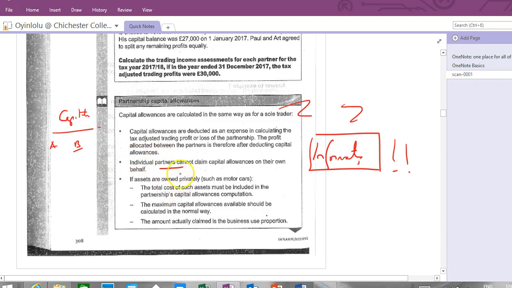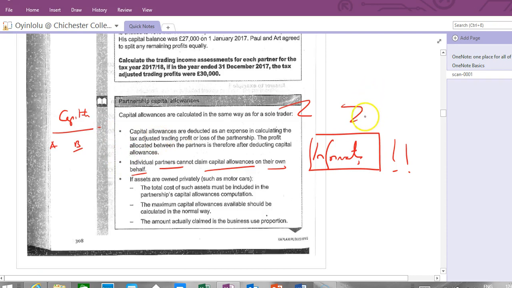In practice, I imagine this could be slightly complicated, but for exam purposes, individual partners cannot claim capital allowances on their own behalf. So we just put everything through as we would a sole trader, right? You put everything through as you would a sole trader. Now, how do you compensate for that? Well, we compensate for that through the profit sharing ratios and through the interest on capital and that sort of thing, to manage the situation. But otherwise, we don't start preparing individual capital allowances.